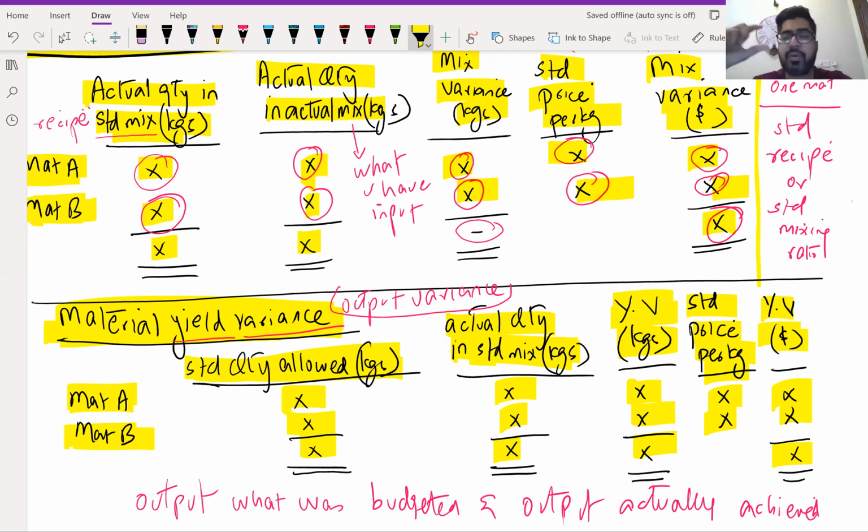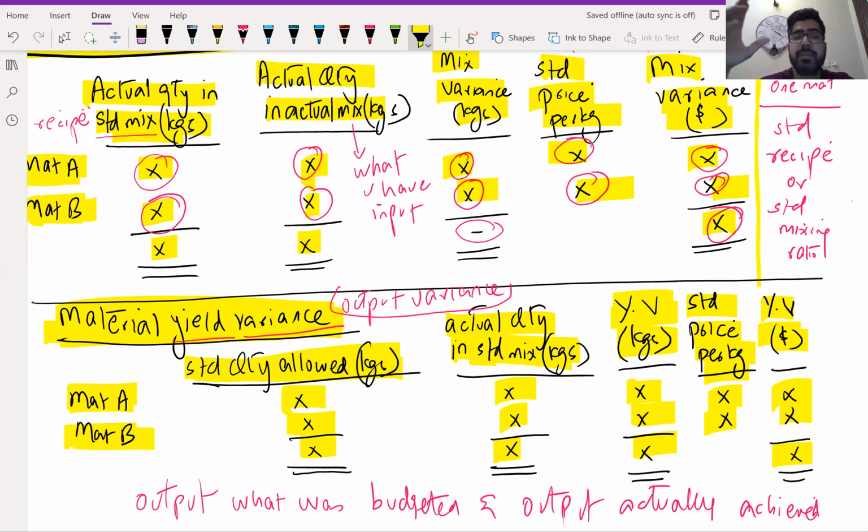So whenever there is more than one material, you don't input as much as you like. There is a standard mixing ratio or recipe that needs to be followed. Even when you purchase a food item, it has a recipe: this many tablespoons of this, this many tablespoons of that. That is the standard recipe. If you input differently than that, mix variance arises. And yield variance is the output variance. Output variance is the difference between the budgeted output and the actual output.